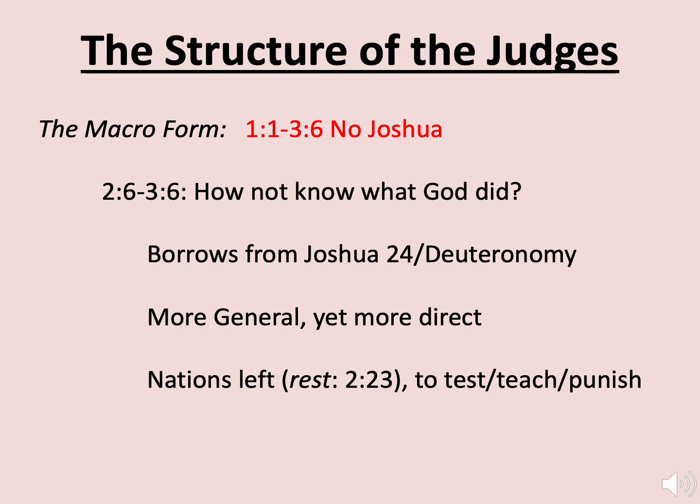Chapter 2, verse 6 through chapter 3, verse 6, this second section of our first division, chapter 1, 1 through 3, 6, no Joshua, has a harsher tone to it. We're told at the beginning of this section that a generation arises which did not know God. This is certainly upon the shoulders of the previous generation that didn't teach their children correctly.